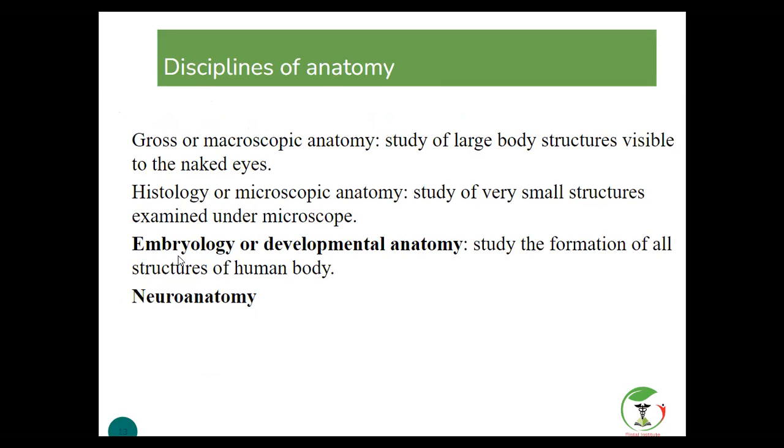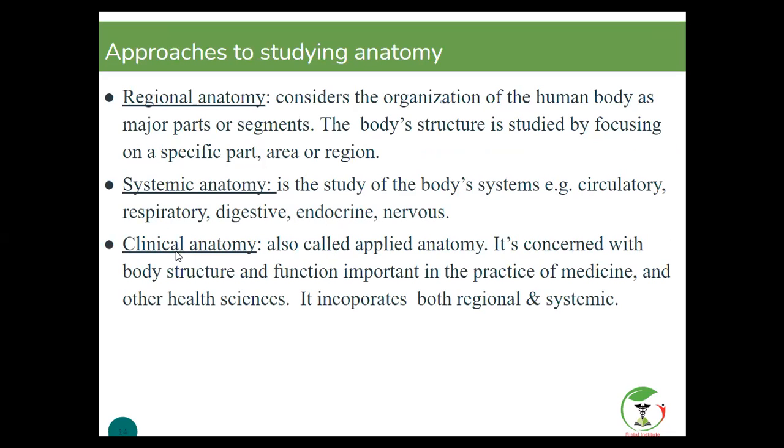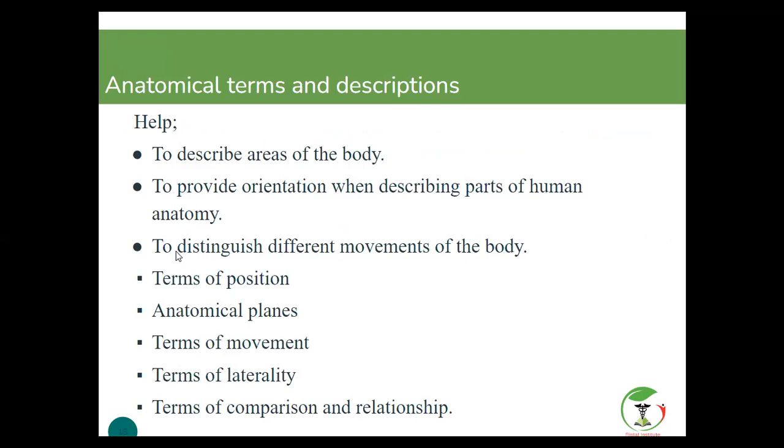So like we earlier said, we can study anatomy using different approaches, macroscopic and then microscopic. Microscopic is when you use the microscope, or that can actually be termed as histology. We can also use the approach of looking at how structures of the human body are formed, and that is what we call embryology or developmental anatomy. We looked at this earlier on.